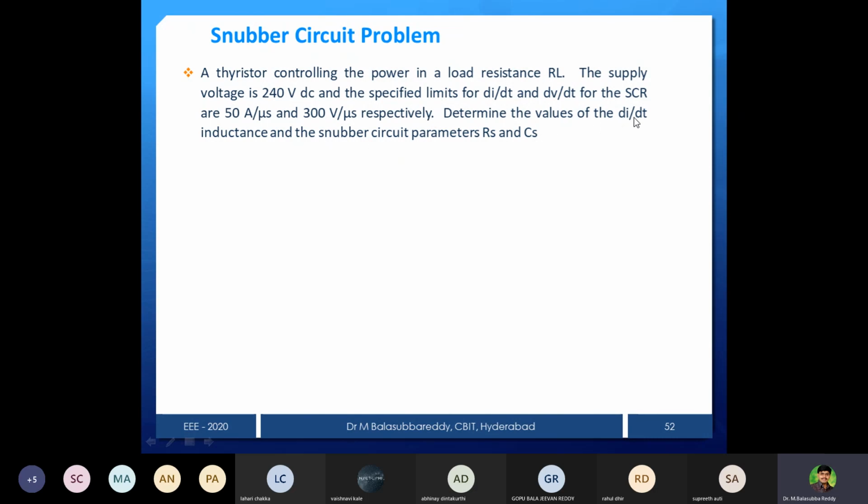Determine the value of the dI by dt inductance and the snubber circuit parameters Rs and Cs. So these are the three parameters we need to find. For the dI by dt inductance, L we have to find, and Rs we have to find, and Cs. These three parameters we have to find. Now the given data is known to you. Vs is known. According to this, this is the Vs, this is dI by dt, this is dV by dt.